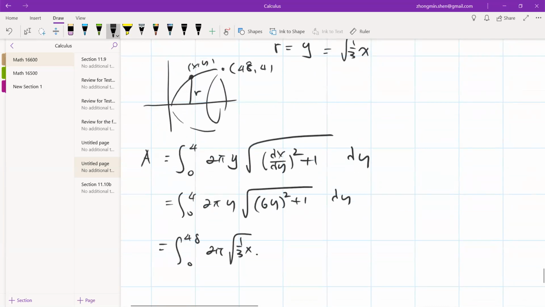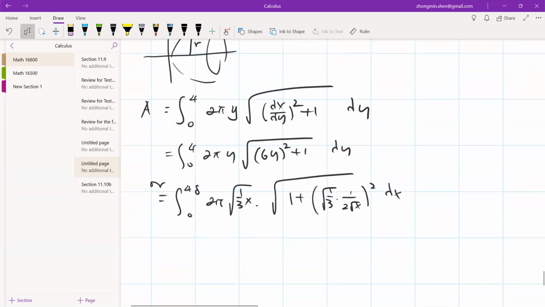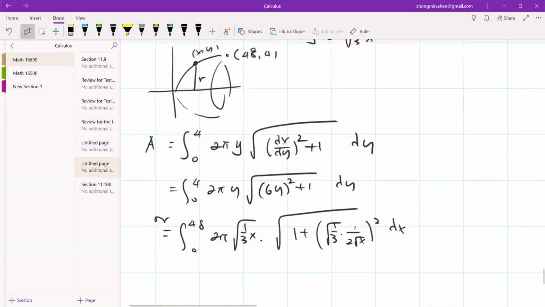Now, if you say, I really want to use the x variable, then from 0 to 48, 2 pi, and r equals the square root of 1/3 x, and you have to differentiate this. Then you differentiate, and the derivative of that is going to be this, dx. It's even more complicated. You don't have to replace y by the square root of 1/3 x, or no? I'm just strictly using the formula here.